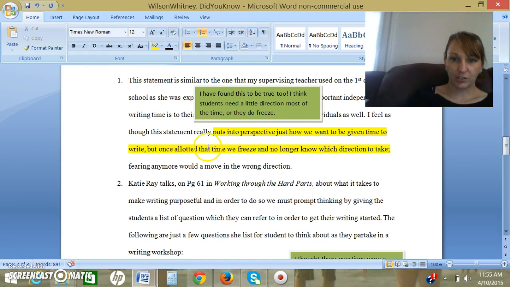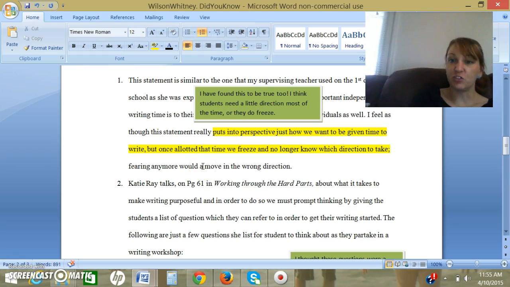In notes here, so in number 1, this puts into perspective just how we want to be given time to write, but once allotted that time, we freeze and no longer know which direction to take. This has happened so many times in my classroom, where I finally give them a free write like they ask for, and then they have no idea what to write about. They need guidance. And so I wrote that on here.